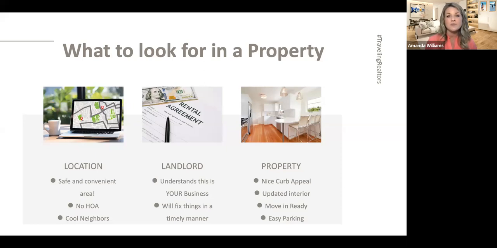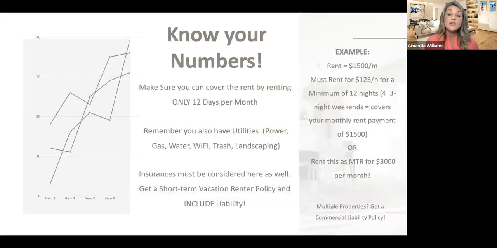I mean, I guess you could, but it's just going to be more of a headache. And I try to make this as passive as possible. It's not truly passive because you're still having to deal with messages and cleanings and all of that. But hey, it's great money for the small amount of time that you are putting into it. So knowing your numbers is really, really important.